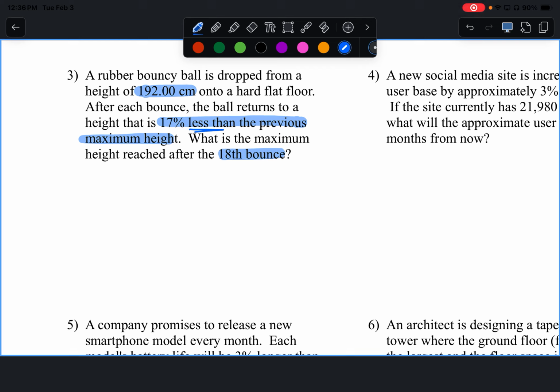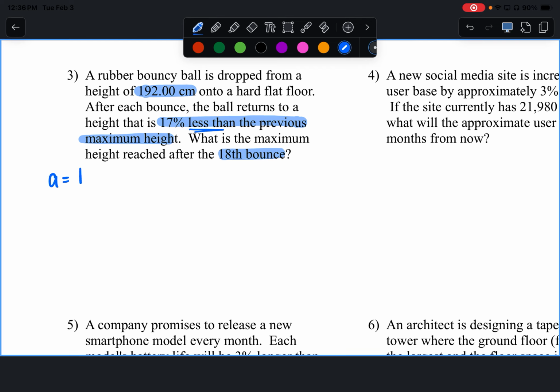Okay, so now, what is our initial amount? 192. Okay, what is our rate? 0.17. And what is our T in this question? 18. Okay, so when we set this up, since it is decay, we will do Y is equal to 192 times what? So 1 minus r, to the power of 18. Okay, so we're just setting up those 2 together. You have to finish solving it, but we're not going to do that part.